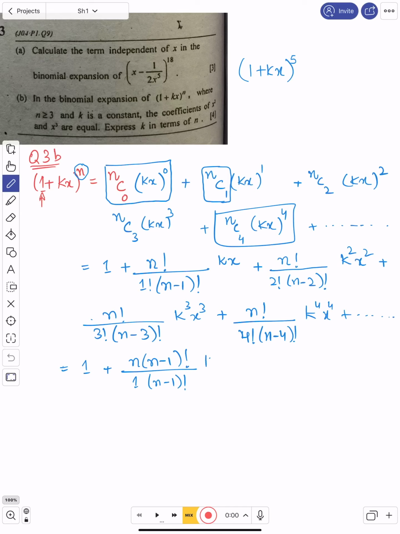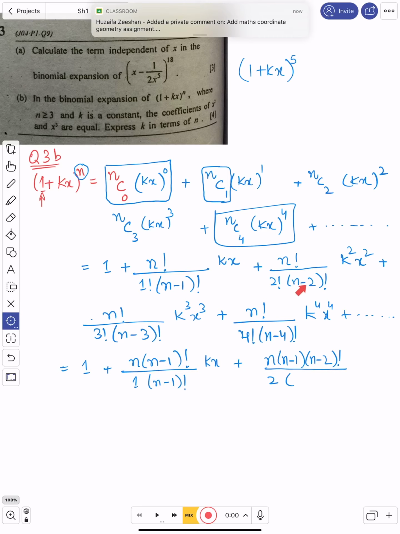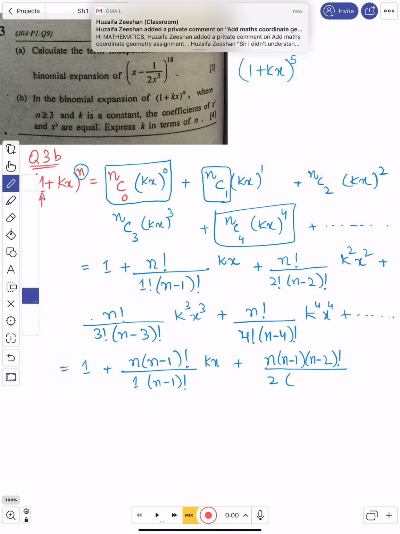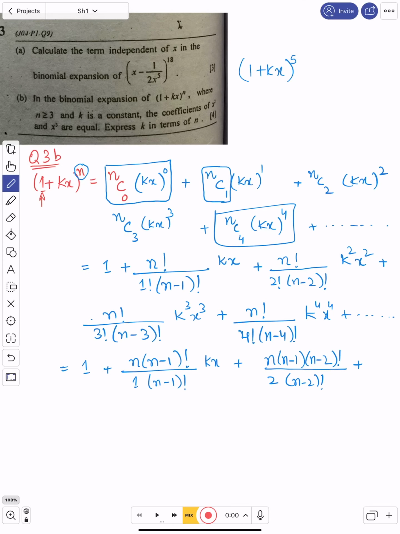Okay, in the kx. Now n factorial, the second one, n into n minus 1, n minus 2 factorial over 2 into 2 factorial. This 2 factorial is this 2, and n minus 2 factorial will be as it is, n minus 2 factorial plus this thing I am going to expand.